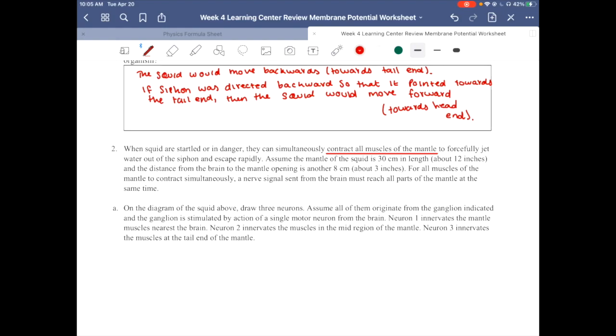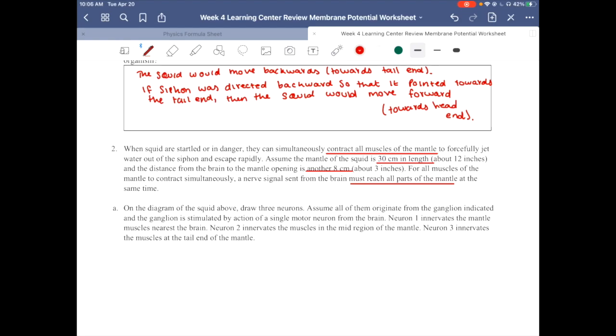We're assuming that the mantle of the squid is 30 centimeters in length, and the distance from the brain to the mantle opening is another 8 centimeters. So for all muscles of the mantle to contract simultaneously, a nerve signal sent from the brain must reach all parts of the mantle. Basically it's saying that in order for simultaneous contraction to happen, it needs to get a simultaneous signal from the brain. On the diagram of the squid above, we're going to be drawing 3 neurons. We're going to assume that they all originate from the ganglion, and that the ganglion is stimulated by the action of a single motor neuron from the brain.